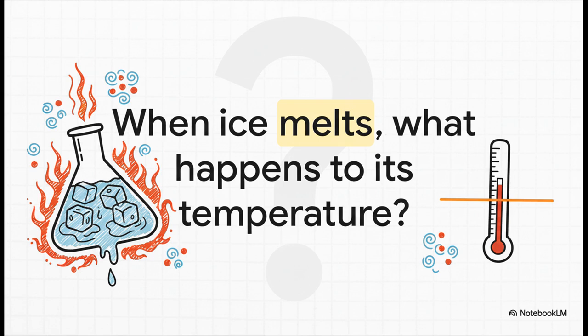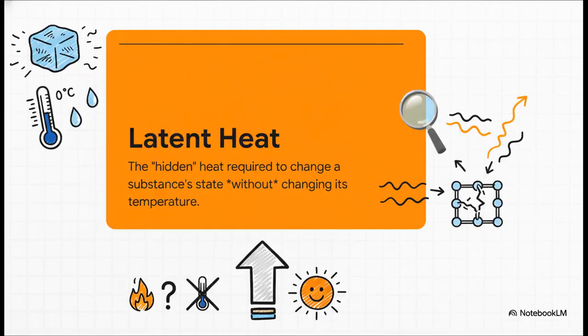Does the thermometer reading actually go up? The answer, and this might surprise you, is no. The temperature stays parked right at 0 degrees Celsius the entire time it's melting. All that heat energy you're adding, it's not raising the temperature. It's busy doing a different job, breaking apart the bonds of the ice crystal. This is called latent heat. You can think of it as hidden heat. And it's the exact same reason sweating cools you down. As the sweat evaporates, it uses latent heat, literally pulling that energy right off your skin.